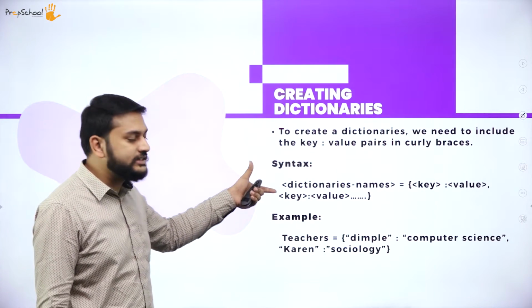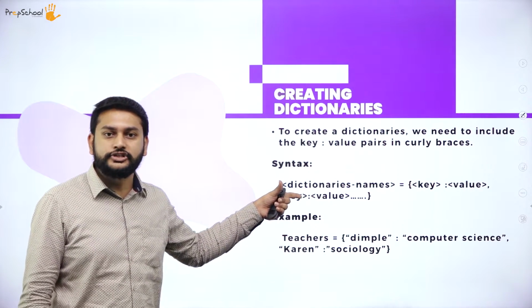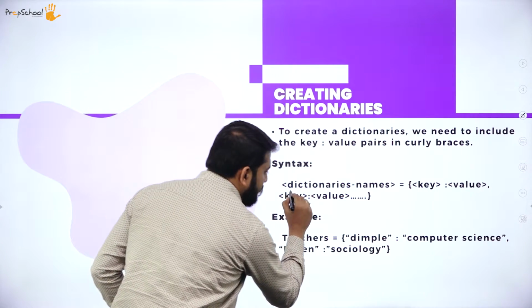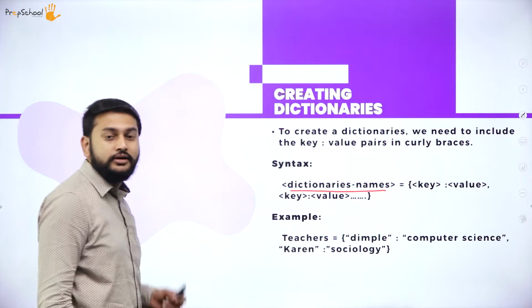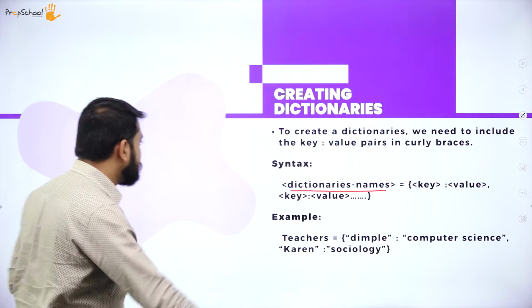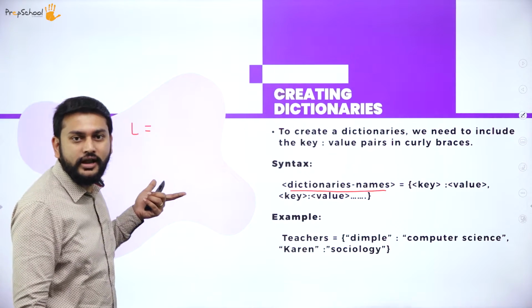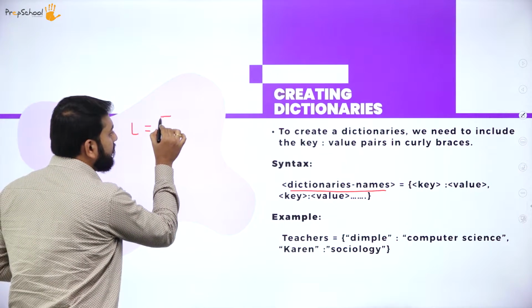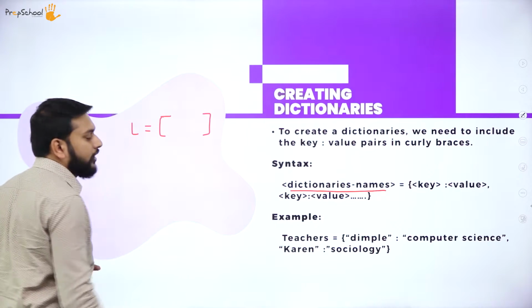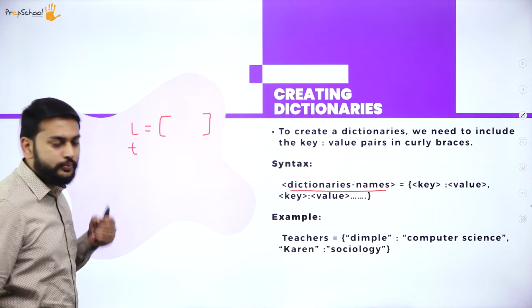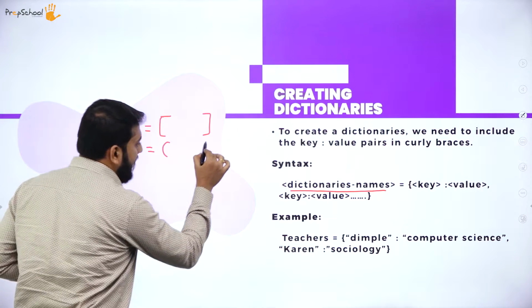So this is the syntax to create the dictionaries. Please understand, what is the first thing that I have to write? I have to write the name of the dictionary. Let's check. Suppose, how do I create a list? I have to write the name of the list, then I have to write the square brackets. How do I create a tuple? I have to write the name of the tuple is equal to, then the parentheses.